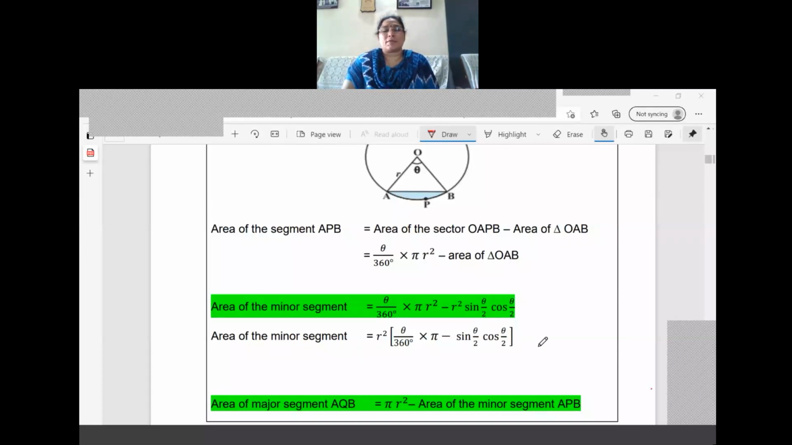Then what is the next formula we have studied? Area of the major segment equals pi r square minus area of the minor segment, that is, the complete area of the circle minus the area of the minor segment, right?